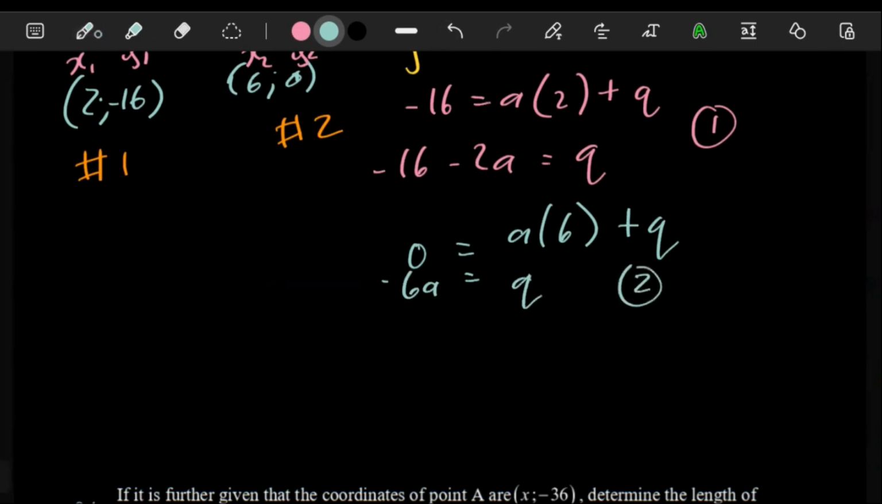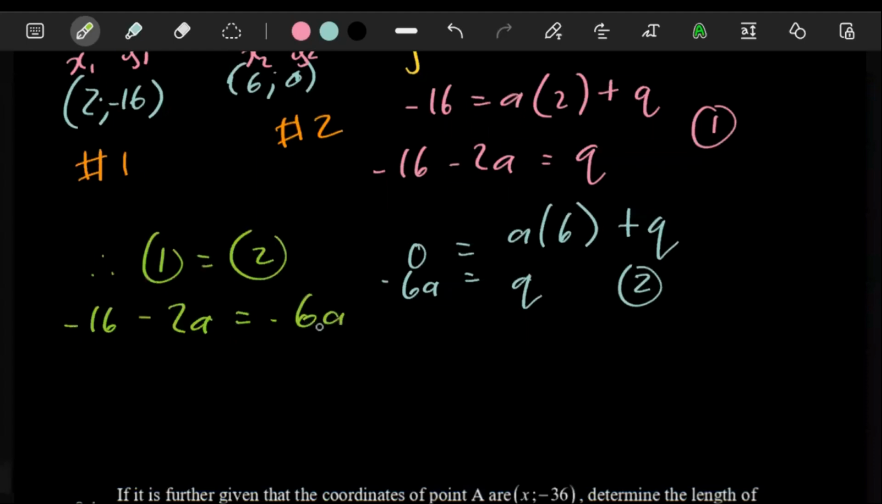So they're both equal to q, right? So we can actually just make them equal to each other. Equation number 1 equal to equation number 2. We're going to have negative 16 minus 2a equal to negative 6a, like that. Does that make sense? Yeah.